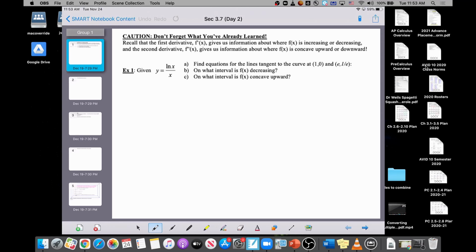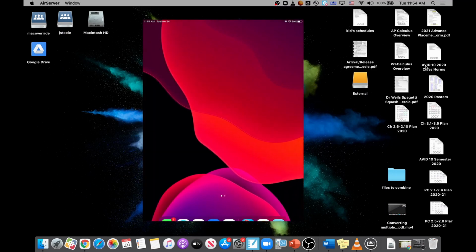So if we look at example 1, we're given this function y equals ln of x divided by x. Part A wants us to find equations for the lines tangent to the curve at (1, 0) and (e, 1/e). So finding two different tangent lines to the same curve at two different locations. Again, a problem we've done many times before. Part B, we want to know on what interval is this function decreasing. So for that, we're going to be using our first derivative. And for part C, we want to know on what interval is f of x concave up. So we know for that one, we're going to need our second derivative.